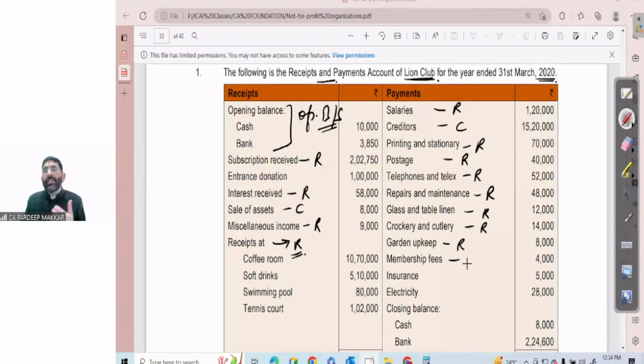Membership fees, we'll see whether this is capital or revenue. We will check it from the adjustment. This is revenue, and this will go to the closing balance sheet.